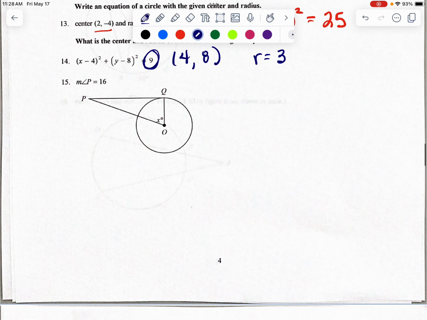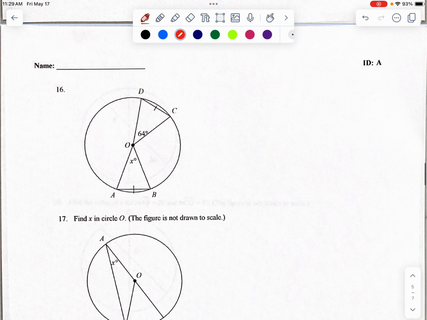Number 15, we can see that PQ is tangent, which means that this has to be a right angle. That was one of the properties we learned. We were given that angle P is 16 degrees, and our job is to find the angle there at O. We know that 3 angles in a triangle add up to 180, so 16 plus 90 is going to be 106. So 180 minus 106 is going to be 74 degrees. So that's the value of the angle at O. Number 16, we learned that whenever two chords are congruent, then the central angles that are created are also congruent, so x is equal to 64 degrees.